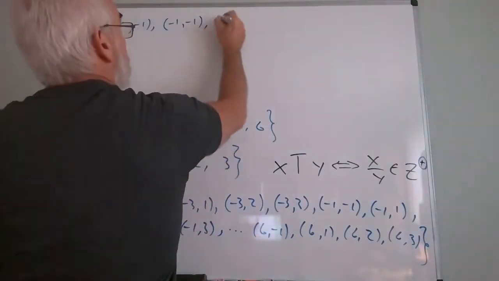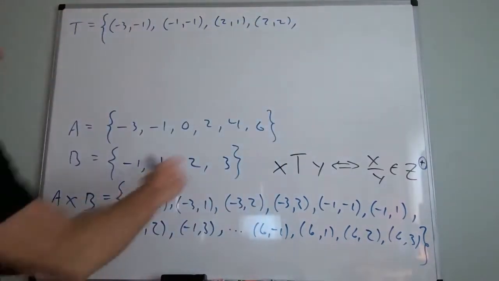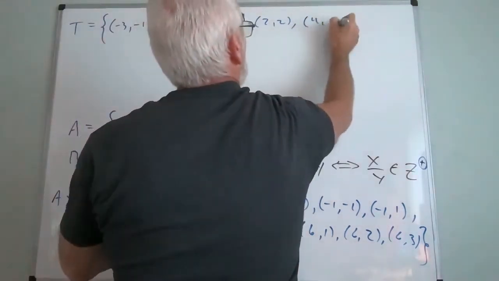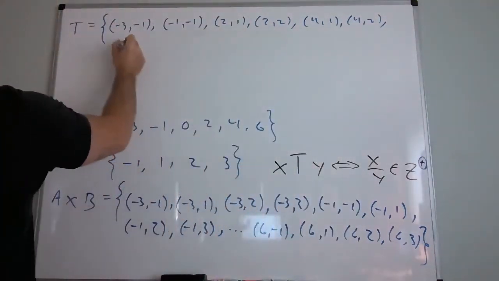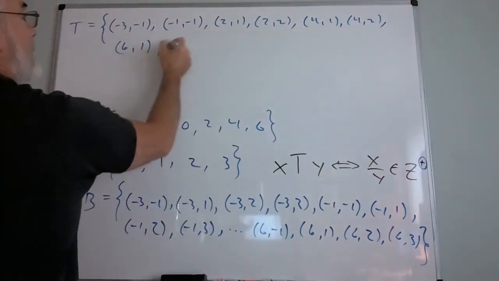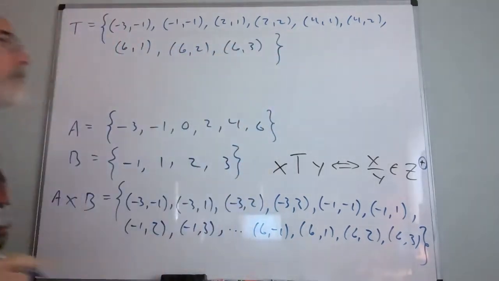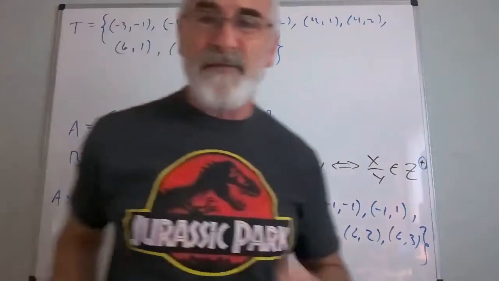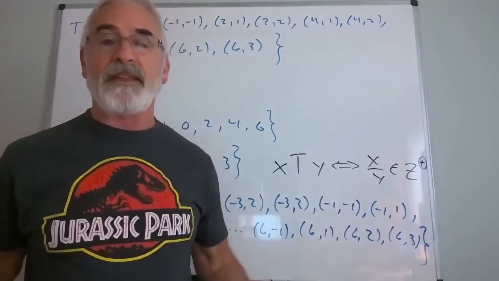So then I've got 2, 1. I've got 2, 2. Okay. Then I've got 4, 1, and 4, 2. Then I've got 6, 1, 6, 2, 6, 3. So this is the relation T based on this definition. That's it. So once you have the definition, it's just, I hate to say plug and chug, but there's not a whole lot of thinking that has to take place.